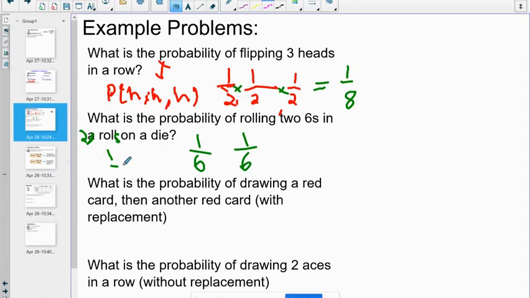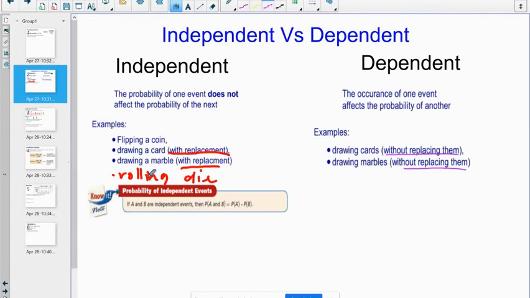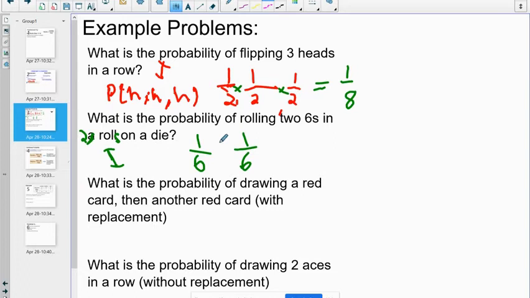Remember how I said in your example that rolling a die is independent? This is rolling a die, so that is also independent. And then once you have those, multiply across, and get 1/36. And that can't be further reduced, so that's your final answer.